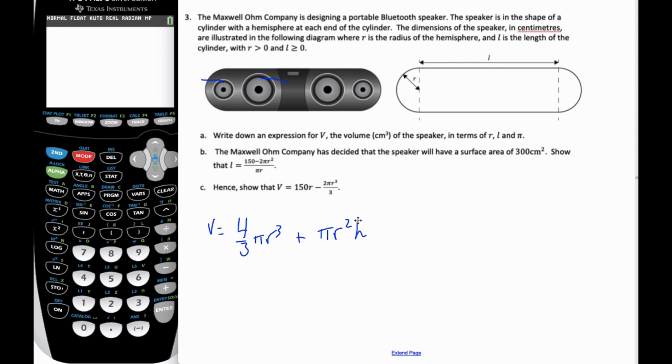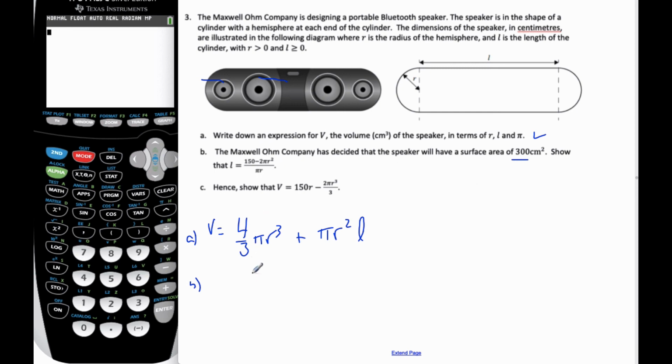Now we know we have these, but h in our case is not actually h, but it is L. My height is L, so I can call it L. And so here is part A done. Going to part B, it says it needs a surface area of 300. Show that L is equal to that.